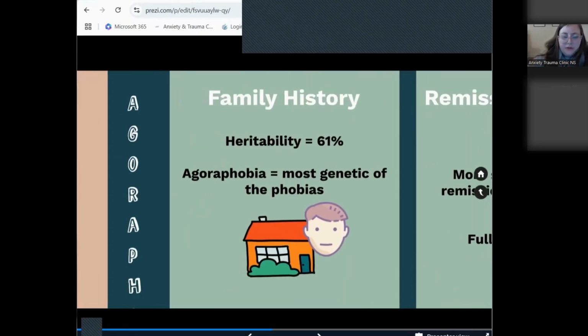And family history. The diagnostic manual also reports that the heritability rate for agoraphobia is about 61%, which is moderately high. So of the phobias that exist, agoraphobia actually has the strongest genetic causality, meaning that of all the different phobias, if you have close family members that have had agoraphobia, there's a 61% chance that it also goes to you. So fairly strong.